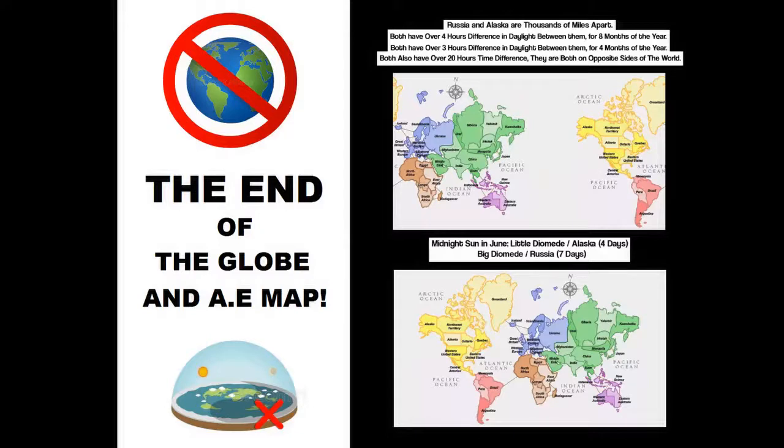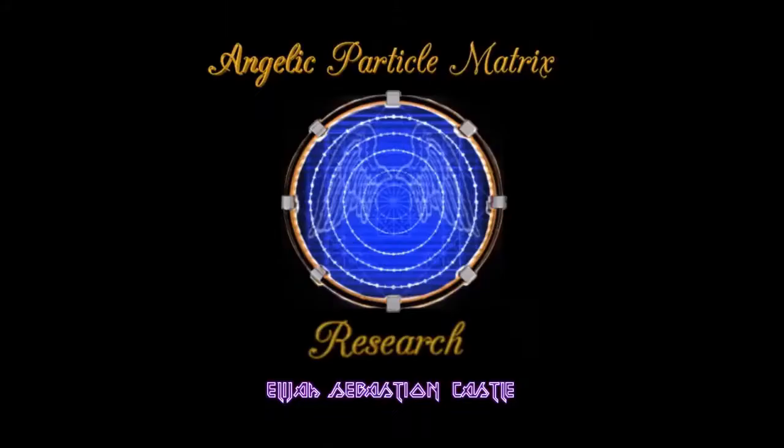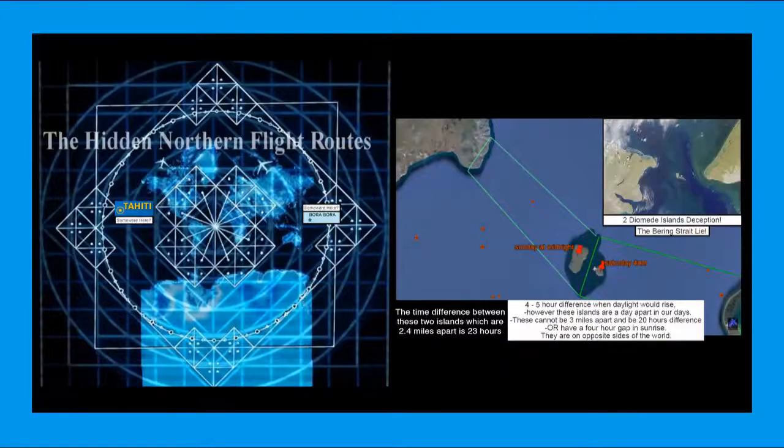But as you can see, Russia and Alaska are thousands of miles apart. They are completely on opposite sides of the world. The gap you are seeing there is just demonstrating that distance. Both have over 4 hours of daylight between them for 8 months of the year. So that distance is representing the daylight, not that the continents actually look like that, but that's the gap in daylight to nighttime between the Little Diomede that's supposed to be next to Alaska, as we know it is there, and Big Diomede that's supposed to be next to Russia, but that is not Russia there.